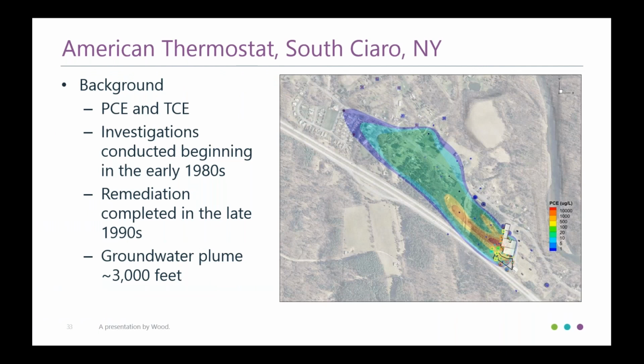So the next one is the American Thermostat site in South Cairo, New York. Background on this one is this was a thermostat manufacturer. They operated from the 50s until the early 80s. Down in the right-hand corner, that's the manufacturing facility. There's a black box outlining the area where they disposed of material on the ground surface.